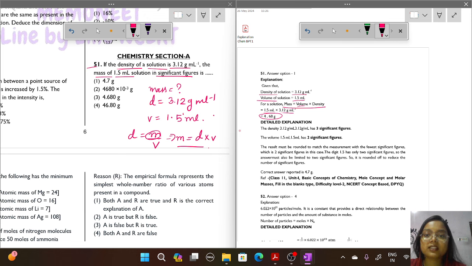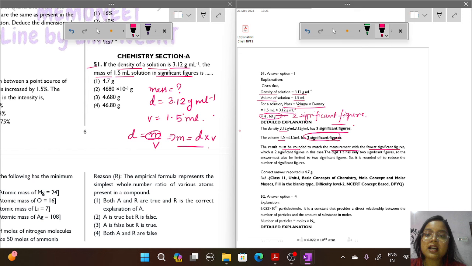See, here the density, how many significant figures does the density have? It has 3.12, which means 3 significant figures, and the volume has 1.5, which is 2 significant figures. Okay, so it is the rule of significant figures that the result must be rounded to match the measurement with the fewest significant figures. Okay, so among these two, which has the fewest significant figures? Volume has the fewest significant figures, right, which is 2 significant figures. Therefore, the final answer should contain 2 significant figures. Okay, it should contain only 2 significant figures.